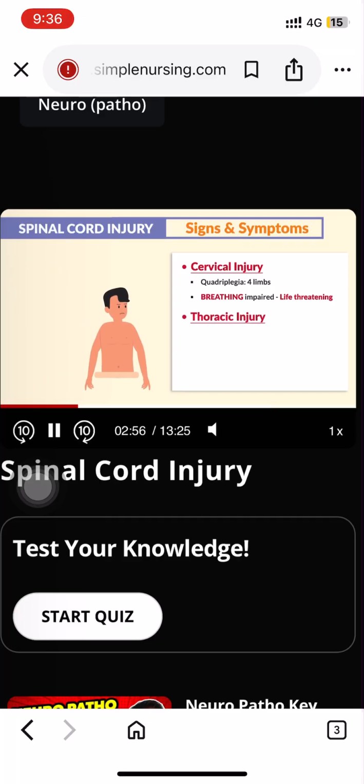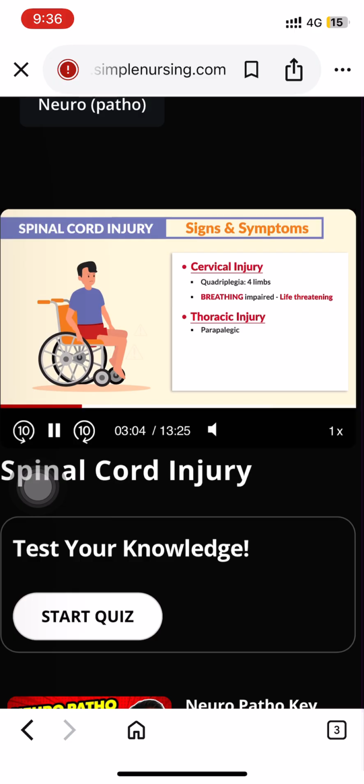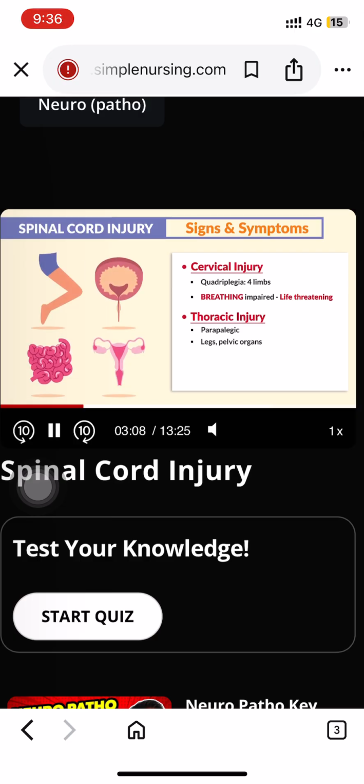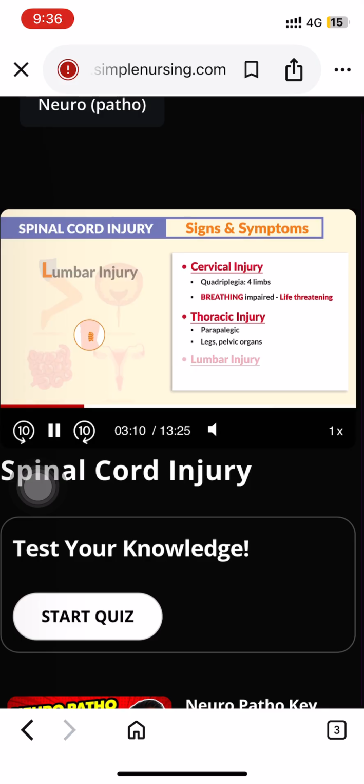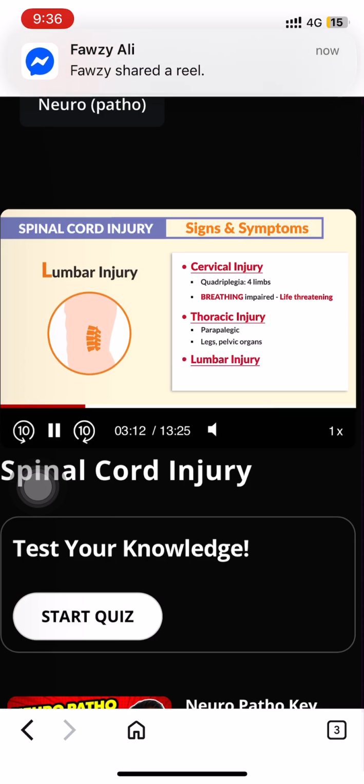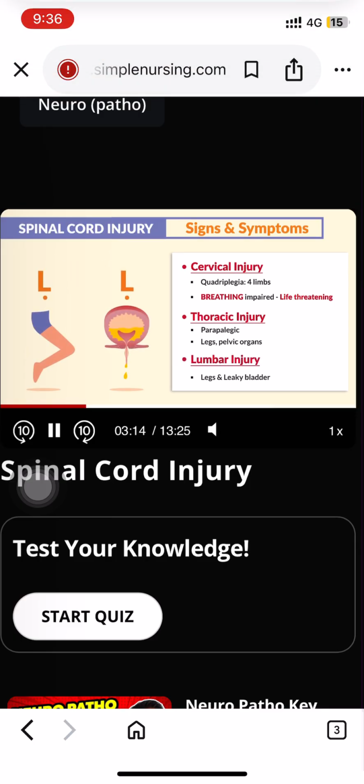Now, for thoracic injury, just think T for the trunk of the body. We have paralysis in the lower extremities, known as paraplegic. So just think paraplegic is like a pair of legs. So the legs and pelvic organs are affected. Now, lastly, lumbar injury, just think the double L's. Legs and leaky bladder are key signs and symptoms, because below the level of injury gets affected.